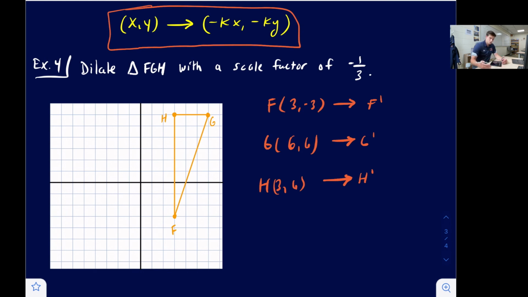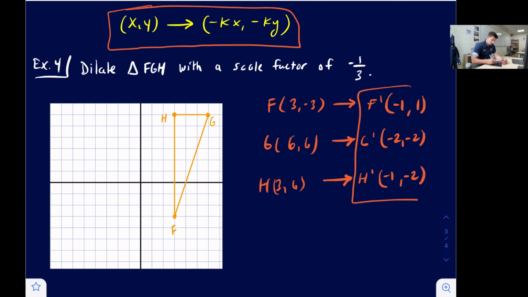So we can multiply those coordinates still by negative 1/3, right? So 3 times 1/3 would be 1, and then we could change it to negative 1. Negative 3 times negative 1/3 would be positive 1. 6 times negative 1/3 would be negative 2. Same thing for our y coordinate. And 3 times negative 1/3 would be negative 1. And once again, we have negative 2.